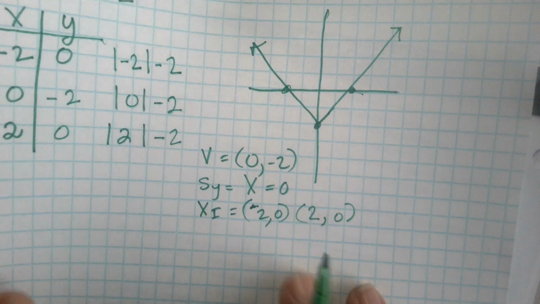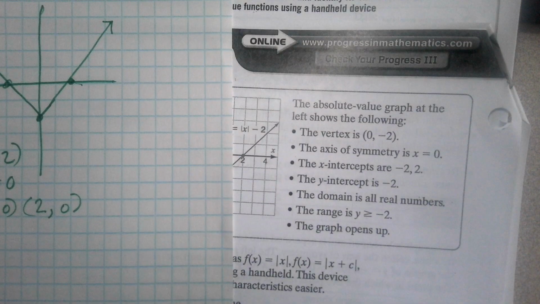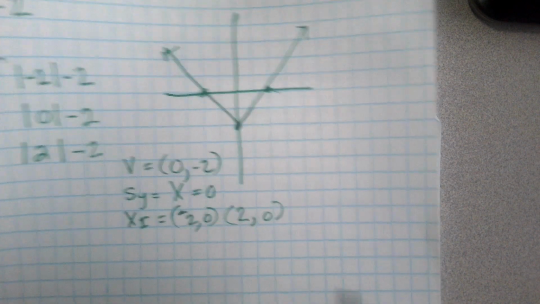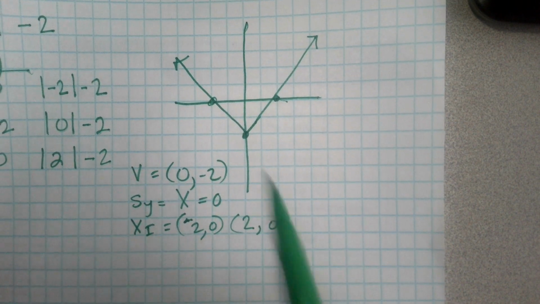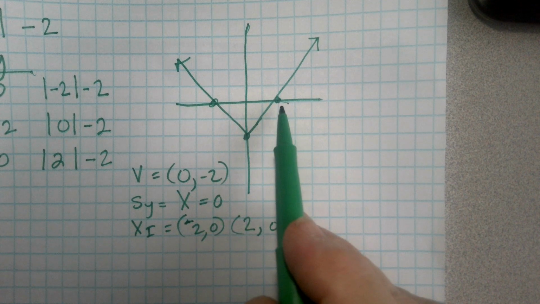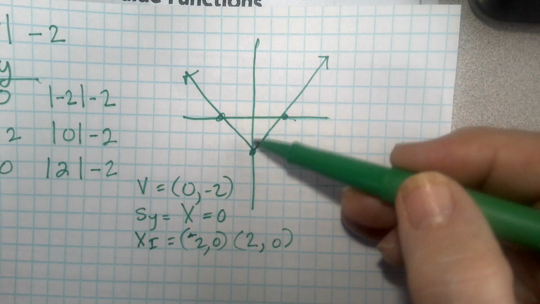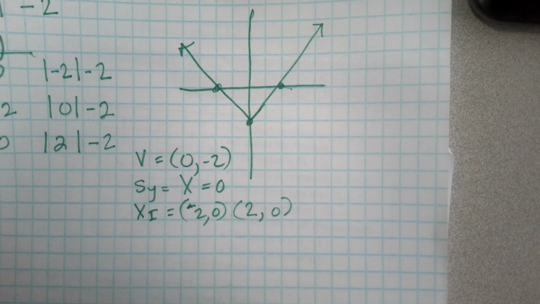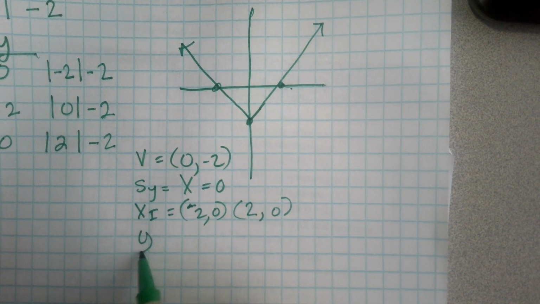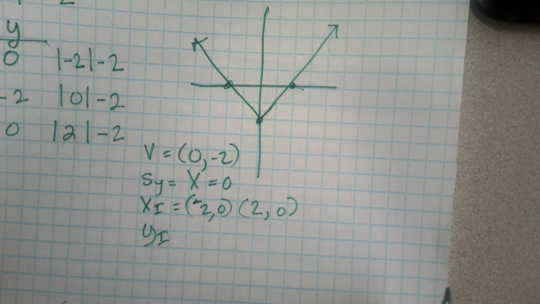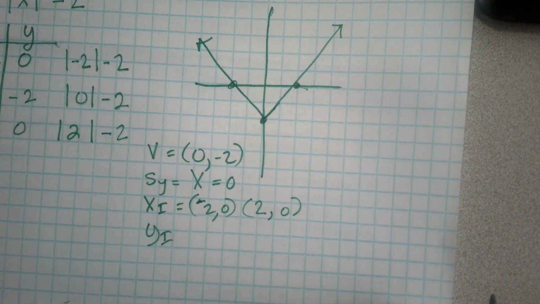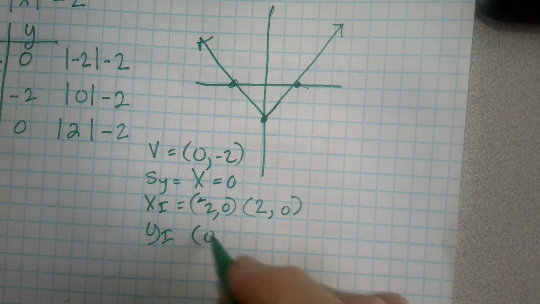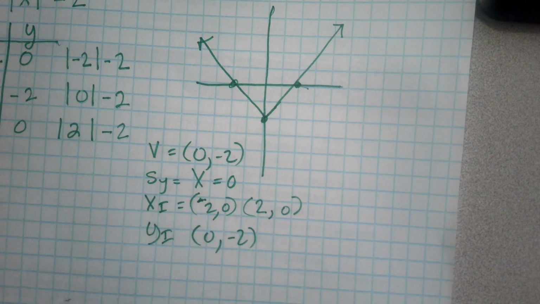I think they write it a little bit different. They're saying the x-intercept is negative 2, 2. I like to do it in ordered pairs, so if I'm plotting this, I know exactly where it is. If I write it like that, I know it's right on that x line. And then the y-intercept, where's the only place it hits on the y? Yeah, right here, at 0, negative 2.